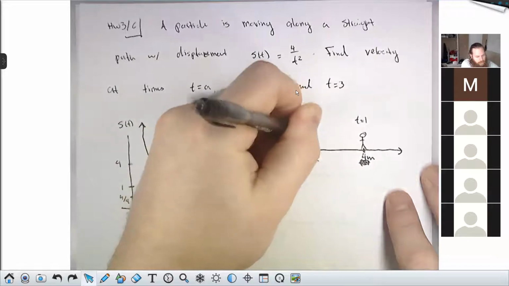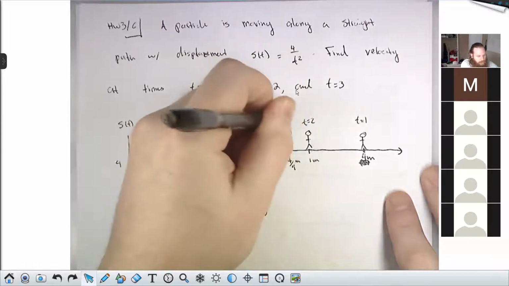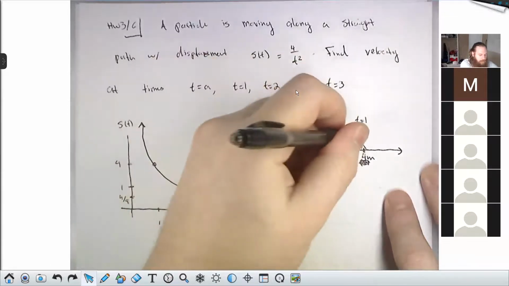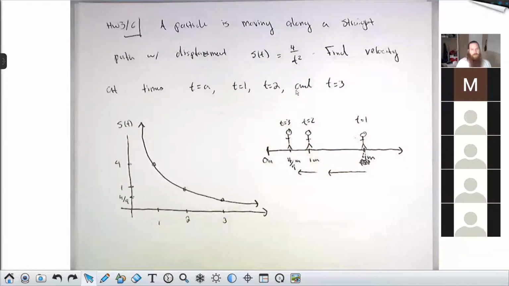So my dude is walking right to left. This is time t equals 2. This is time t equals 3. So he's walking from here to here to here. So he's walking right to left, and he's going slower, right? That's the graph kind of becoming more shallow. At time t equals 1, he's 4 meters from the origin. At time t equals 2, he's 1 meter from the origin. At time t equals 3, he's about a 1/2 meter, or 4/9 meters from the origin. So he's walking right to left, and he's slowing down as he gets closer and closer to the origin, to the starting point here.